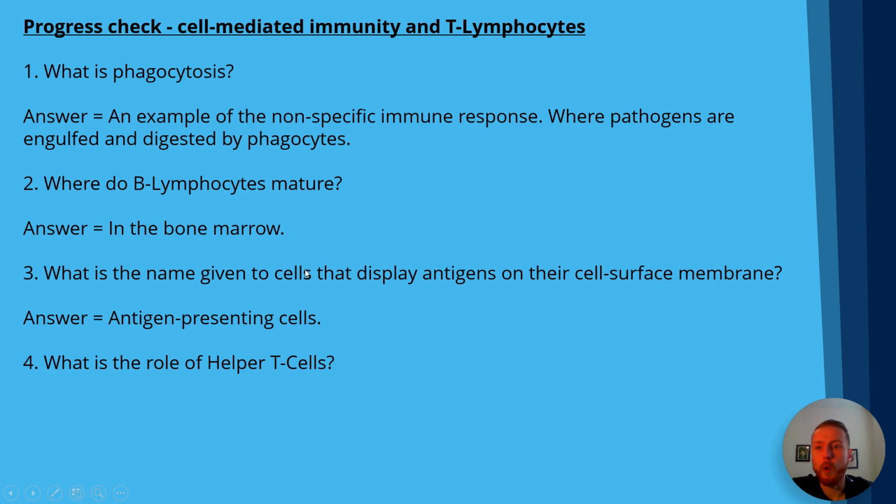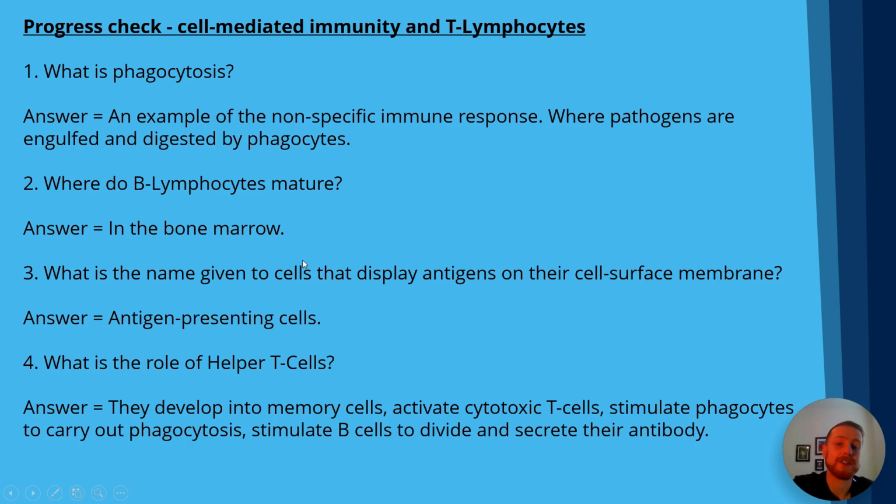Question 4, what is the role of T helper cells? The answer is they develop into memory cells, activate cytotoxic T cells, stimulate phagocytosis, and stimulate B cells and plasma B cells to divide and secrete their antibody.